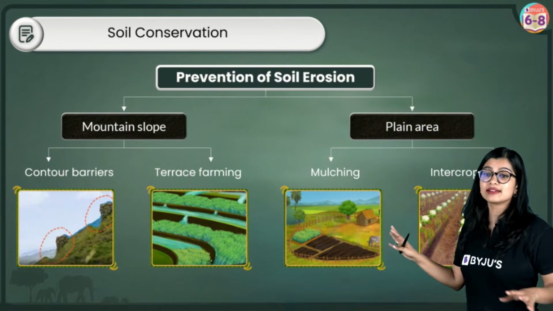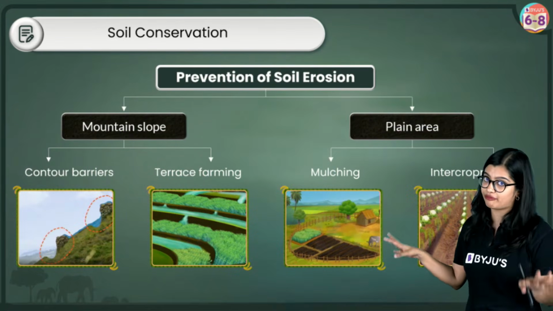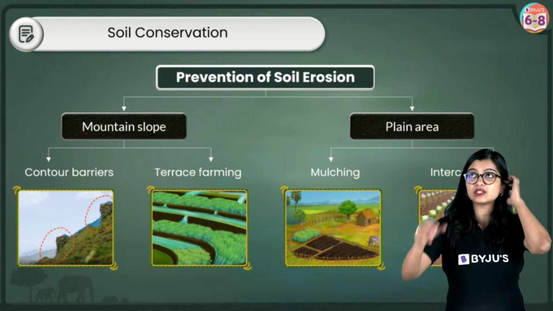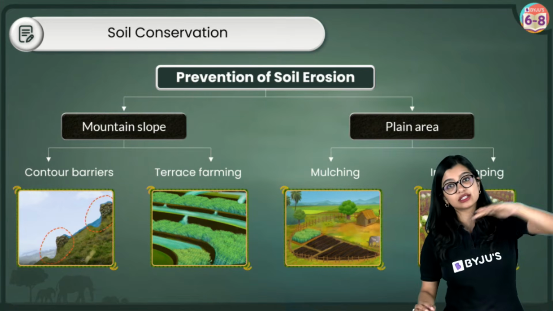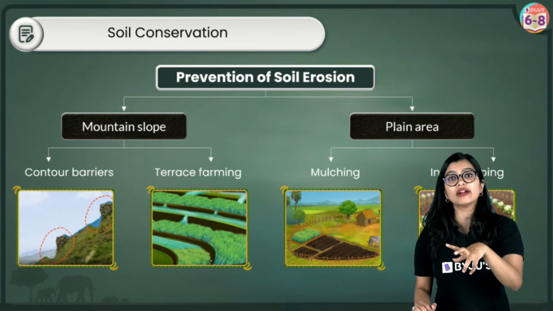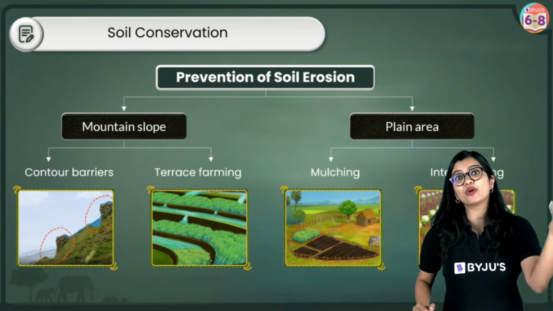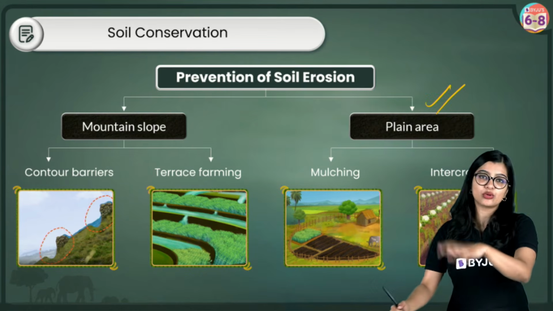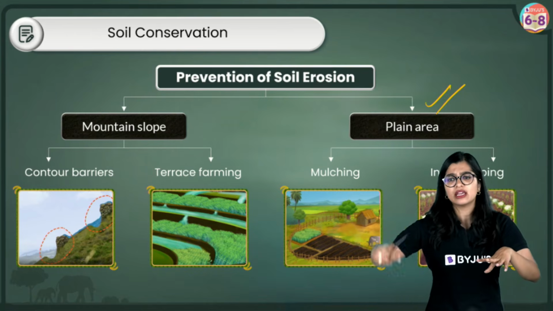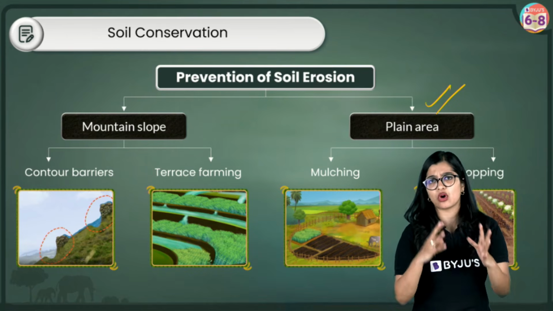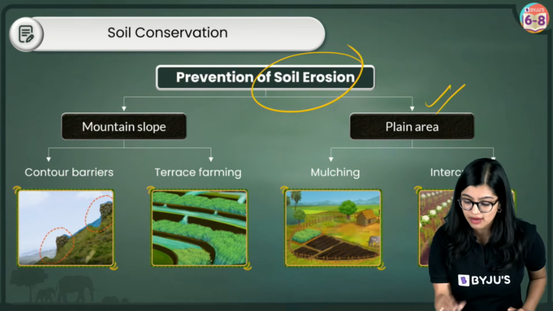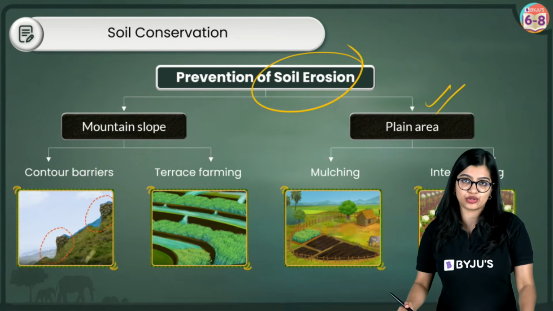Soil conservation can happen differently in different parts. One main thing that we observe is that mountain slopes, because it's a sloping region, with the movement of water, are more prone to soil erosion. And in plain areas also, due to deforestation and overgrazing, there are issues of soil erosion. So what can we do in order to conserve our soil or prevent soil erosion?